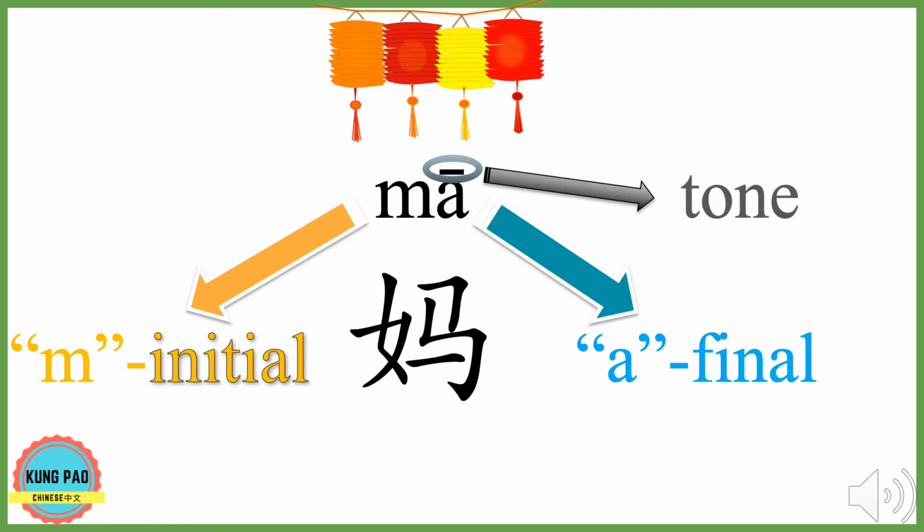The pinyin for this Chinese character is m, a, ma. We can see here the tone is above the final. And the tone here is the first tone.